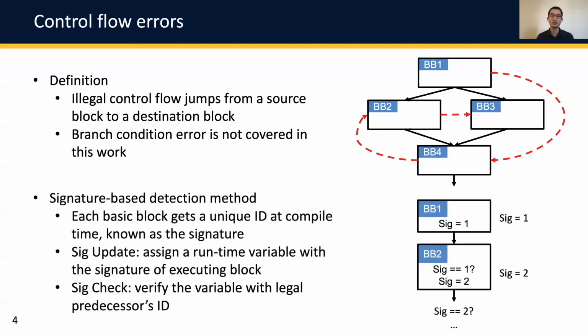A typical way to detect control flow errors is to use signatures, which is a statically determined value for each basic block in the program. Two steps are involved in this method. Signature update will assign a runtime variable with the signature value of the executing basic block. And signature check will verify the runtime signature to make sure it is from the legal predecessor. A simple example is shown in the right figure.